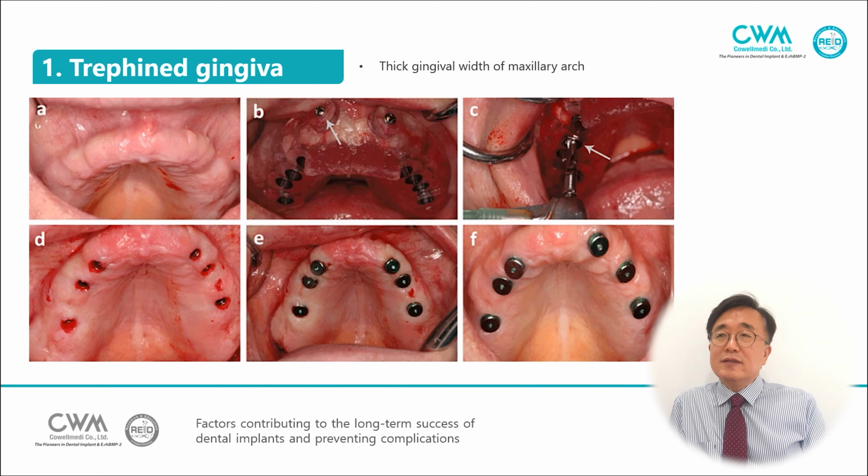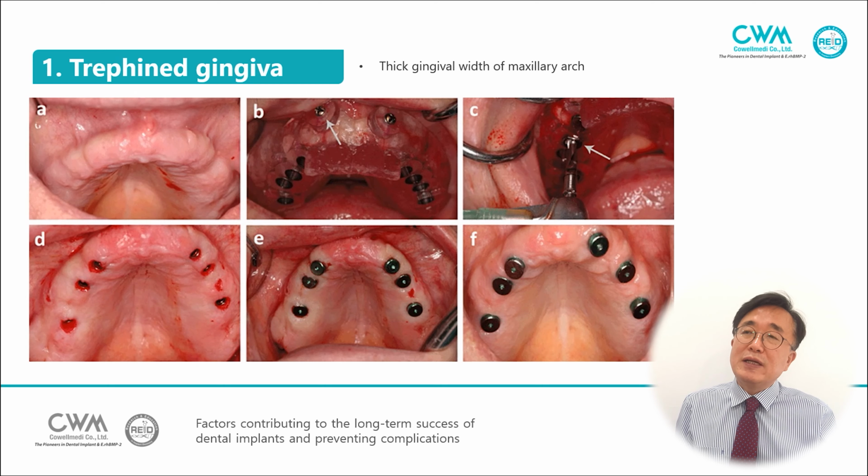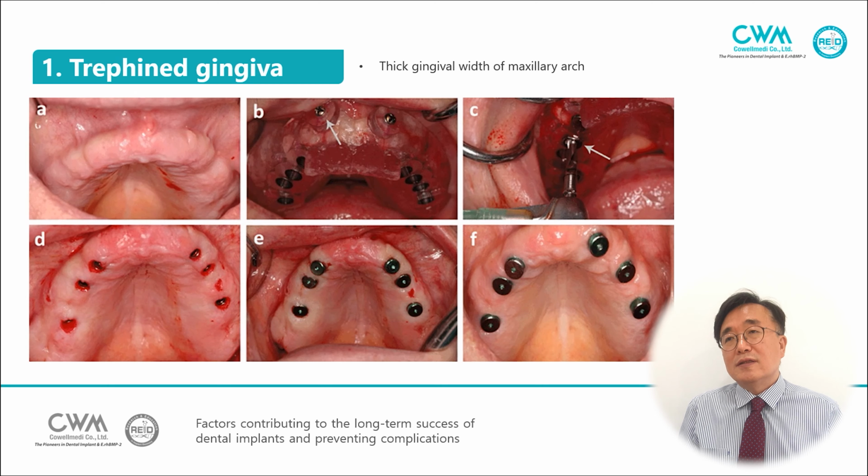At first, if the gingiva thickness is 4 millimeters, we don't need to make biological width, so we can trephine the gingiva, especially in the edentulous maxilla. So we can use a surgical guide and trephine. This system reduces surgical time, and the surgery becomes simple.